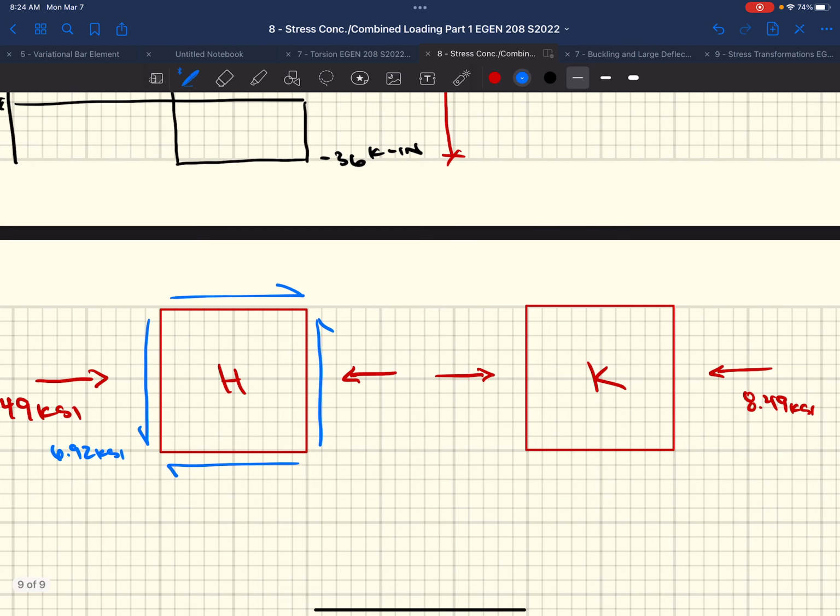So it's going to look something like this on that face. You can see that from the free body diagram. Well, if it does that, I'm going to tell you, and you're going to believe me, that the rest of the shear stresses have to do something like that. This is 11.54 KSI.